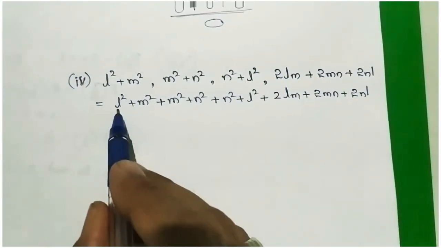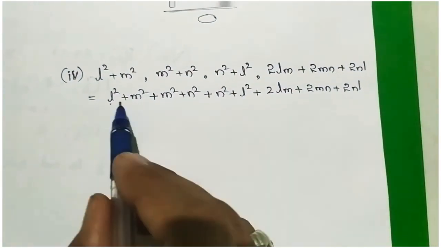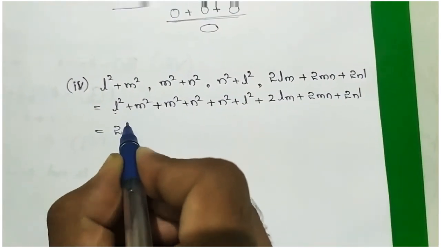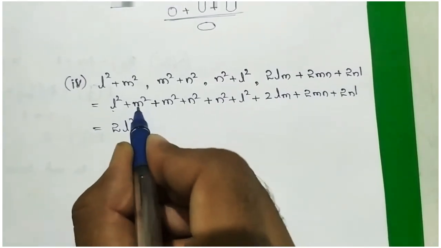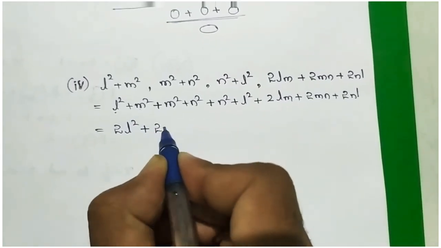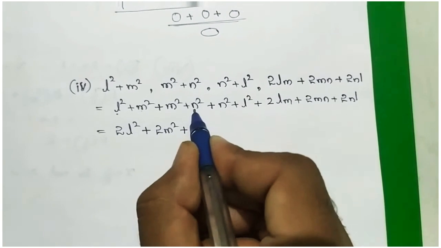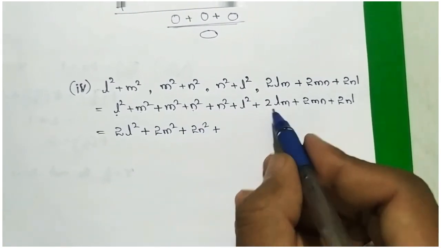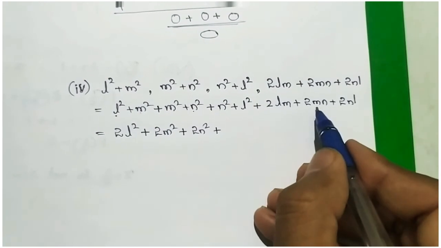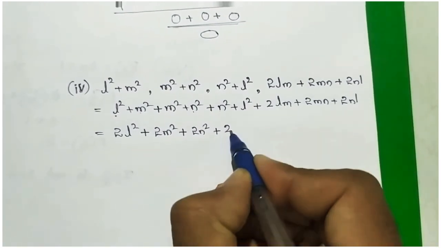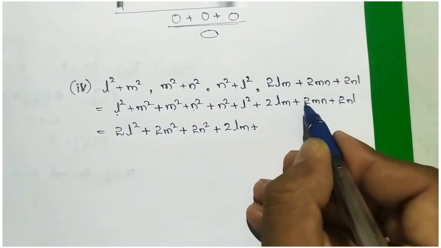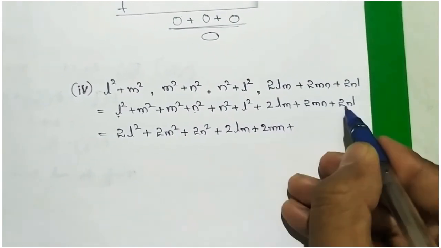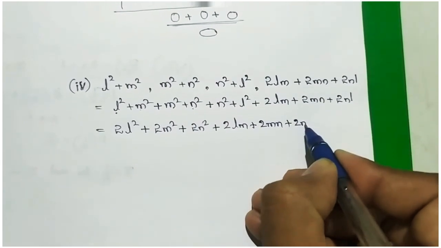Okay, so L square is there. Is there any like term? Yes, again L square is there. So L square plus L square, we will get 2L square, plus m square plus m square, 2m square, plus n square plus n square, 2n square, plus 2lm. Is there any like term to add? It is not possible, so write 2lm only, plus 2mn. There is no like term. 2mn. Again lastly 2nl.